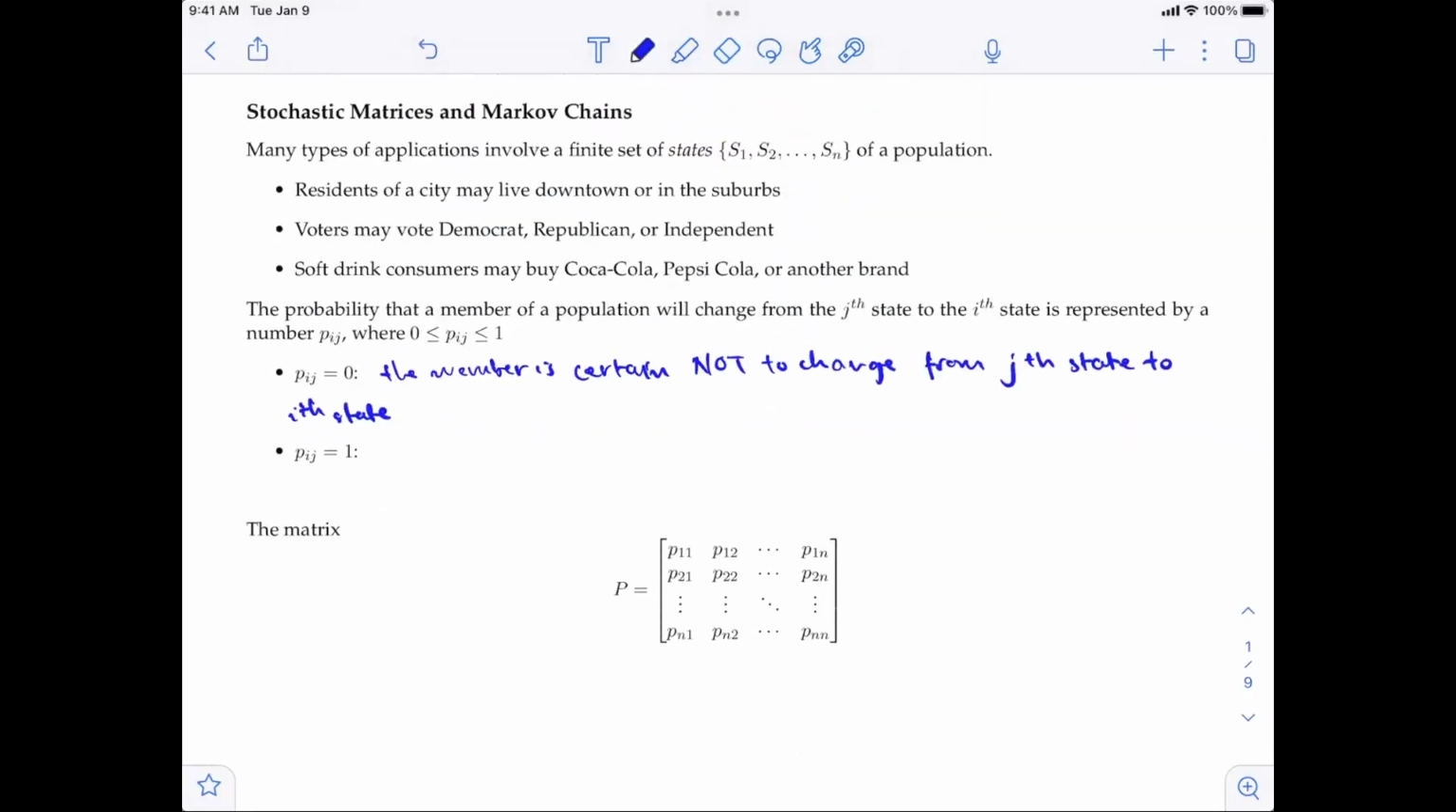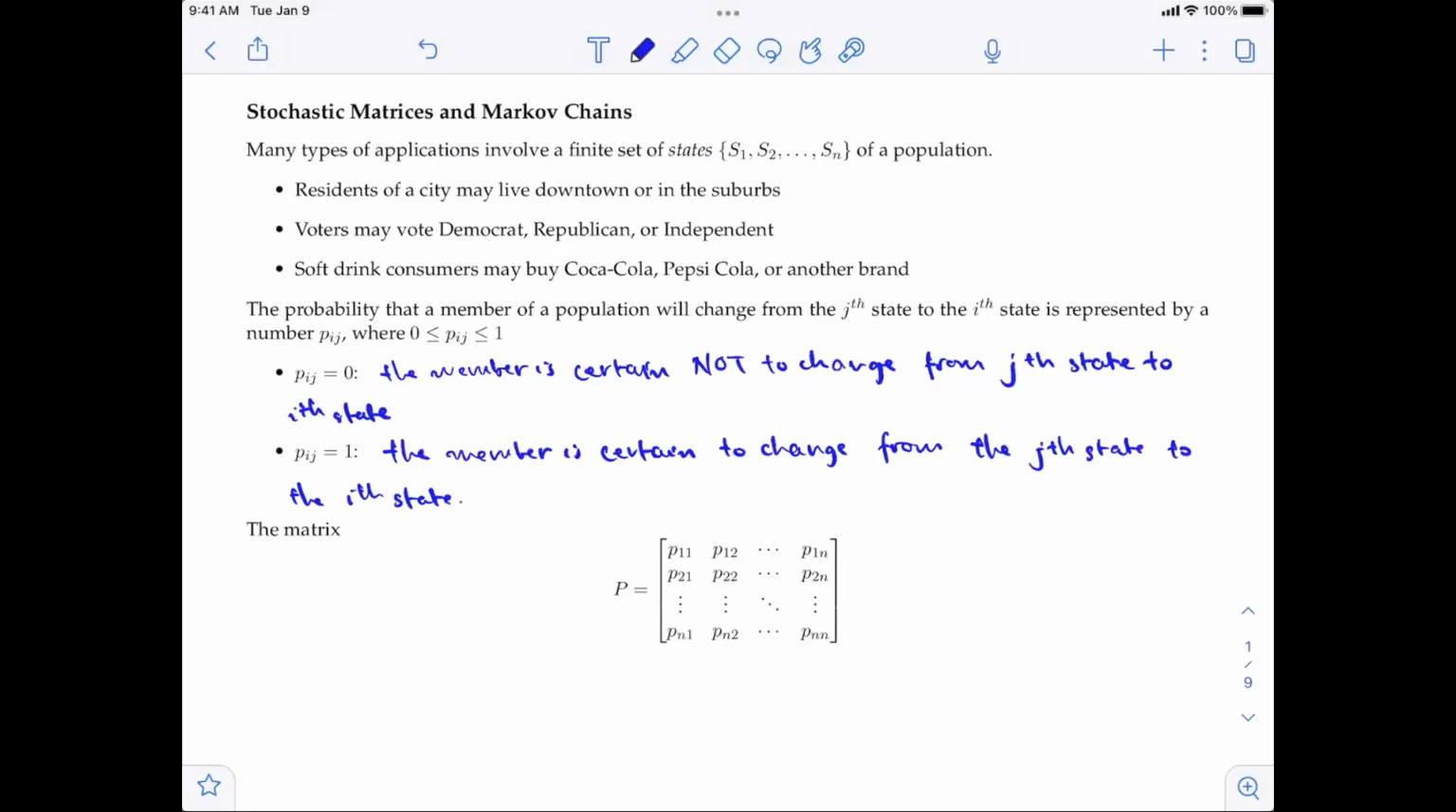When the probability equals 1, then the member is very certain, very sure that he or she will change the state from the J state to the I state. So the member is certain to change from the J state to the I state.